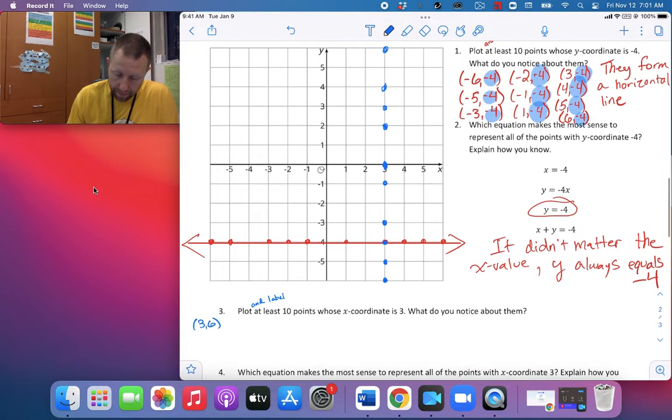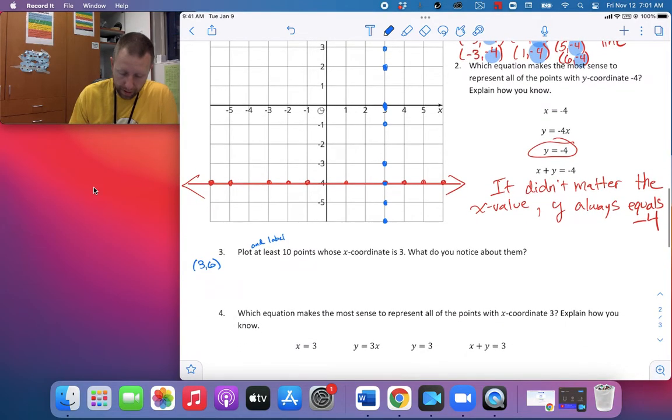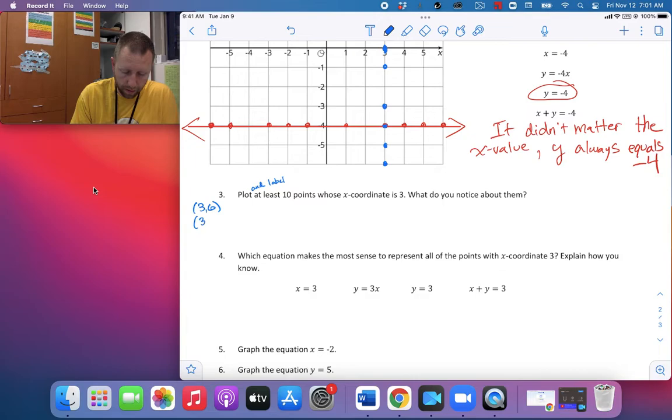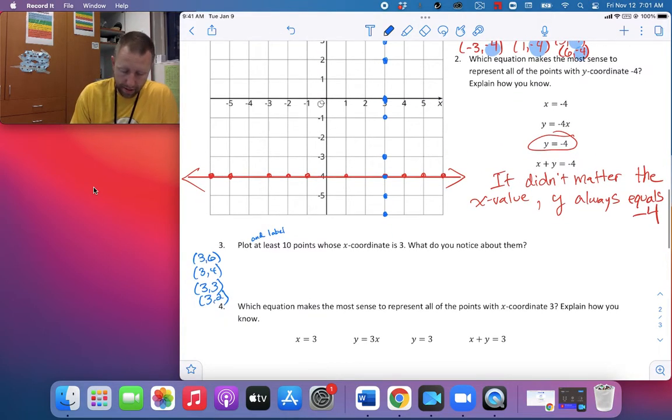And then what we got? 3, 4, 3, 3, and 3, 2. And then the point that I did on the x-axis, which is just 3, 0, I've got 3, negative 1, 3, negative 3, and 3, negative 4, 3, negative 5, and 3, negative 6.